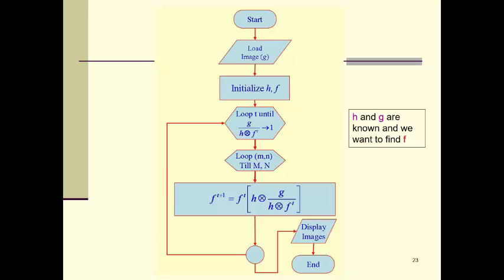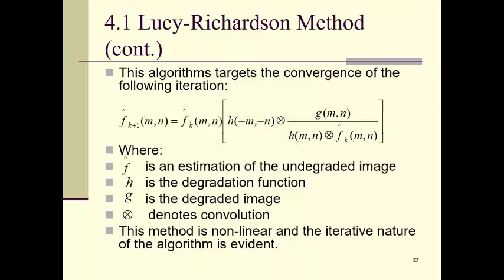So here we load the image g, this is our input, and initialize h and f. Here I'm assuming that I know h, and f I will give a certain initial value, let's say all of the pixels have the same value. And then after that, I will apply the expression and loop until this fraction approaches 1. Why especially does this fraction approach 1? You can get it from here.